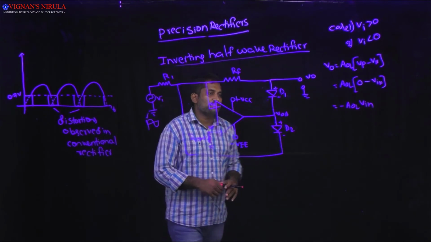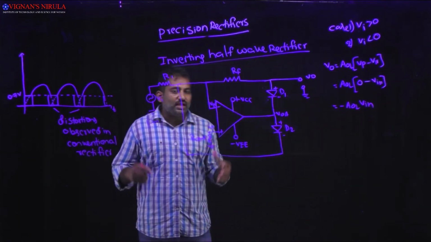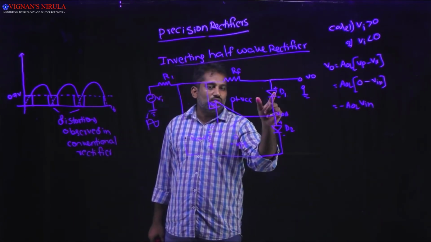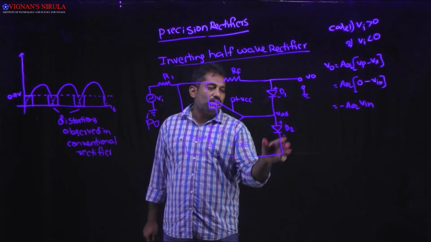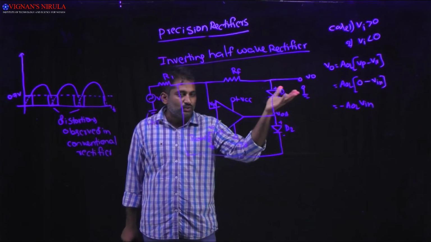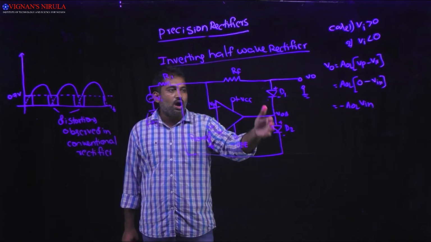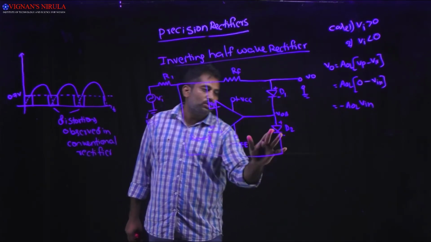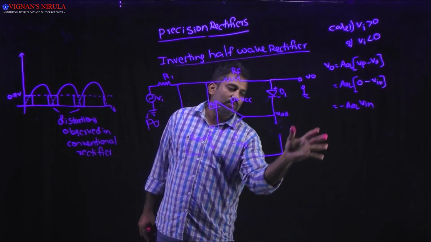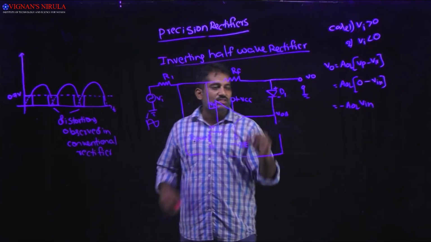So what happened in this case? Because of high open loop gain, we may get the large negative value at the output, which is used to drive the diode D1, and it will be minus A naught L into Vin. The large negative value will be used to turn on the diode D1 and turn off the diode D2. When diode D2 is off, what happened? Then there will be no connection from the output to the input because diode D1 is conducting.